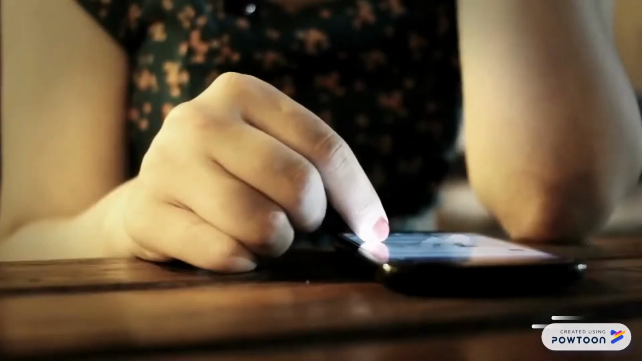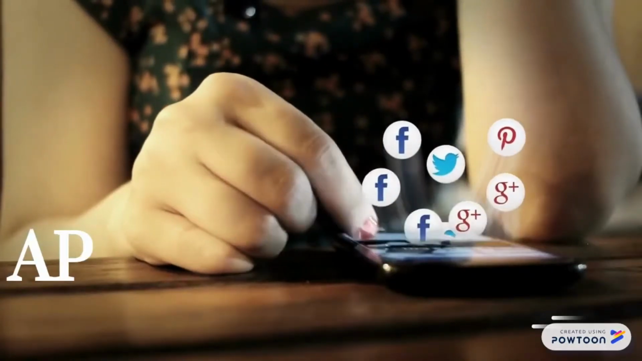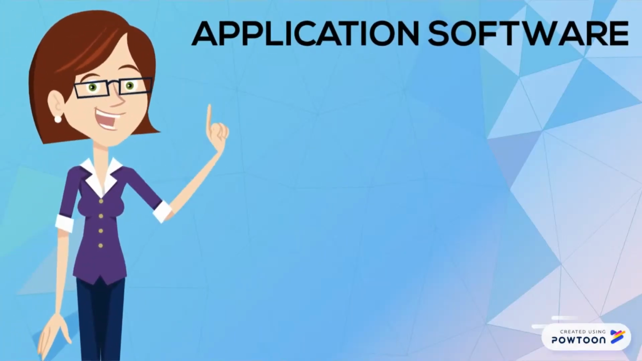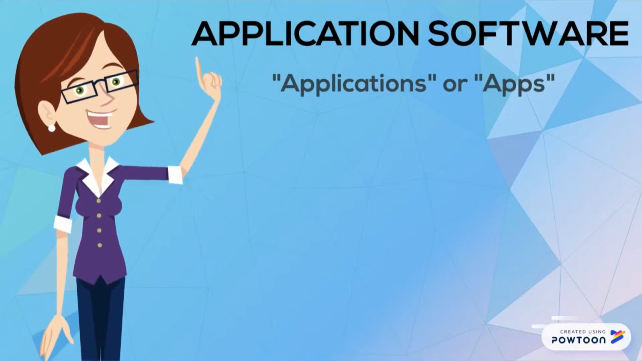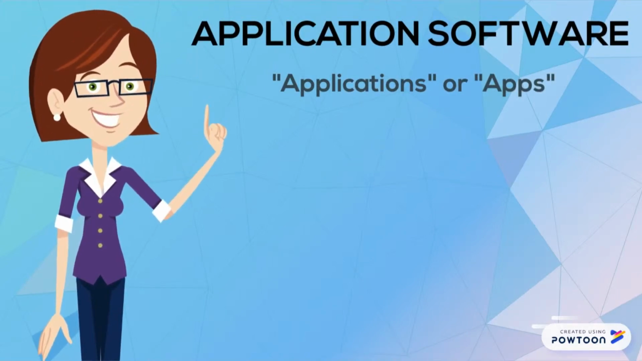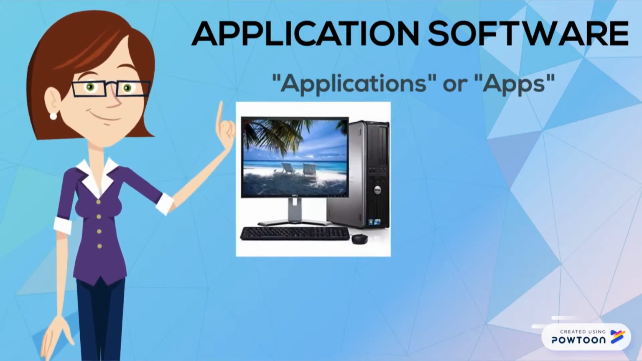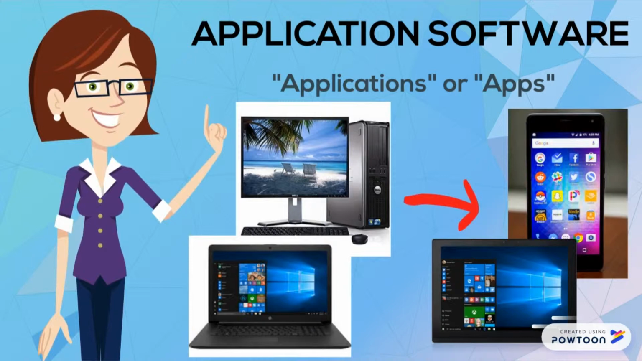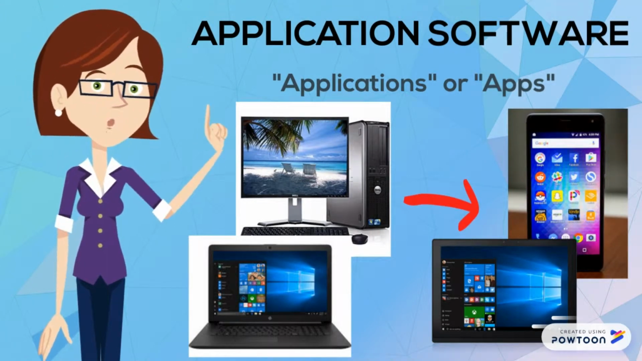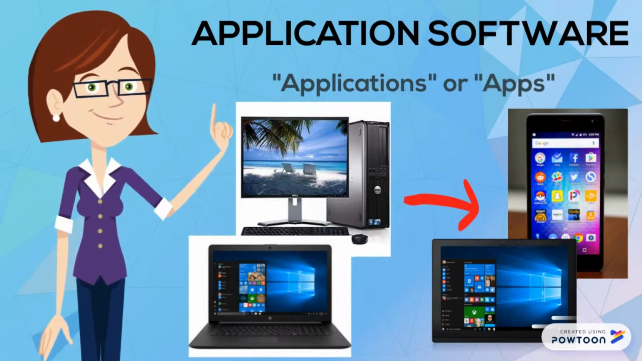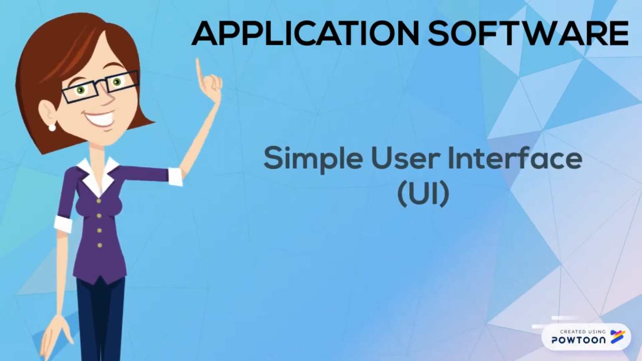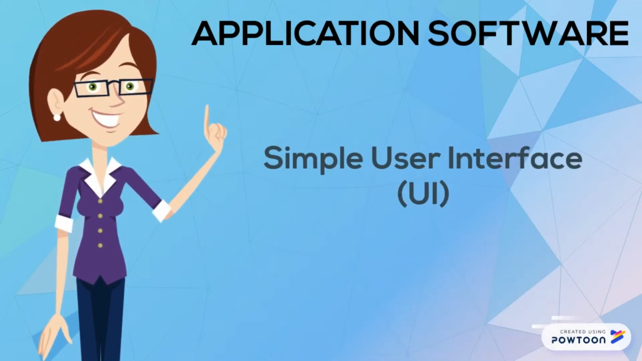Now, let's proceed to the second category, application software. Application software, also known as applications, or apps for short, cover a whole range of programs that can run on almost any device, from your desktop computer and your laptop to your smartphone and tablet. Application software is generally more intuitive than full-blown software, with a simple user interface, UI, and crucially, built with the end user's best interests at heart.